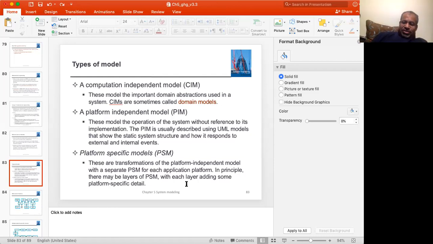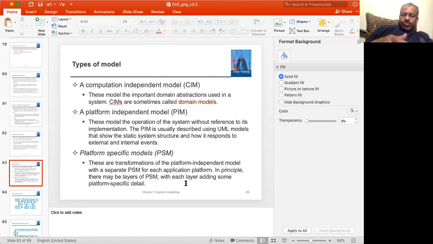Obviously in principle, you may have different layers of platform-specific models, with each layer adding some platform-specific details like printers, communication channels. One is Ethernet, one is mobile-based wireless communication, whatever. We need to translate our software to implementations that suit these specific platforms. But the idea is to keep them separate. Do not hardwire assumptions about the platform into your design model. That's the key message of this, really.